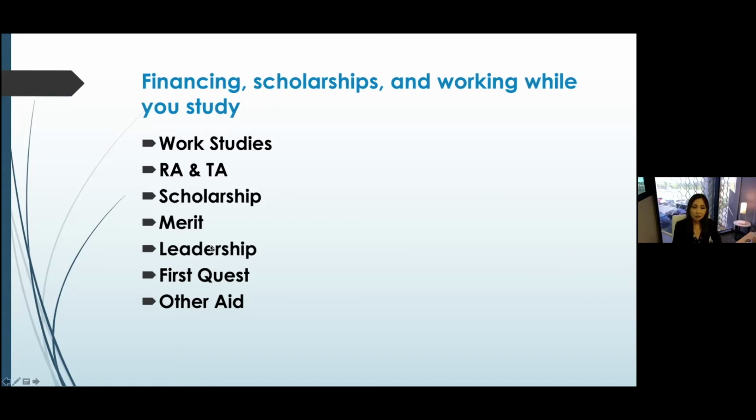And then some schools are very focused on leadership driven. In my university, we have the Whole Leadership scholarship, which means we want to produce you as a leader. We have a set amount of the Whole Leadership scholarship. It could be from $2,000 to $10,000. That's on top of the merit scholarship. And then some universities also have First Quest. Actually, we just started this year. If you are a first generation college student in your family, you are eligible for this First Quest.